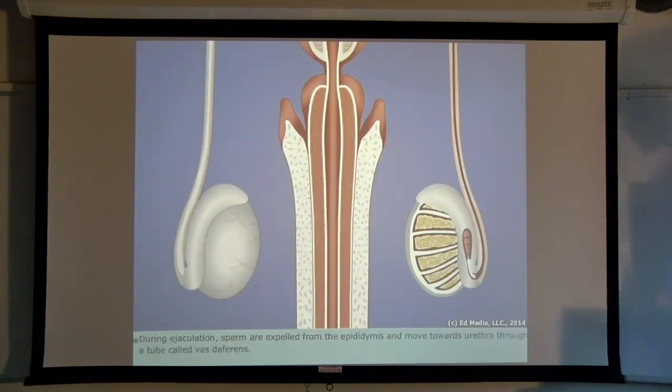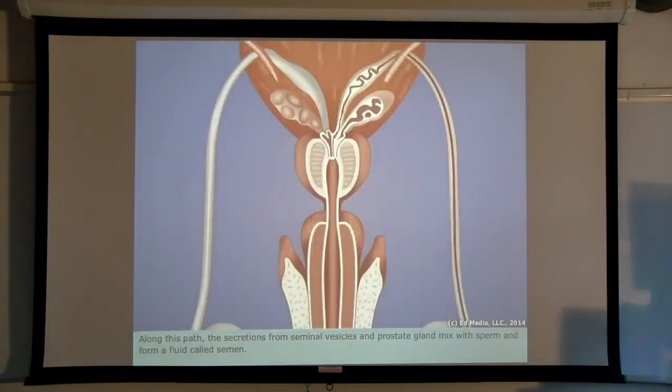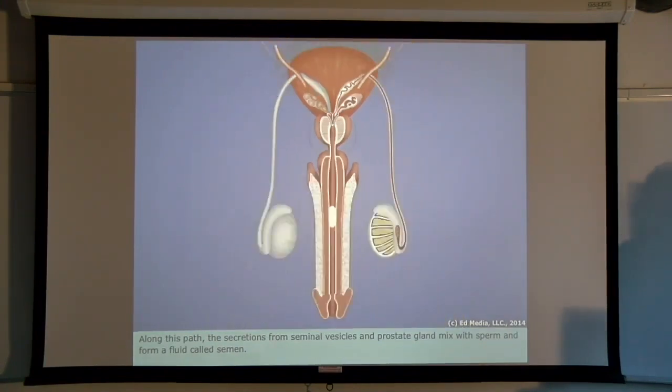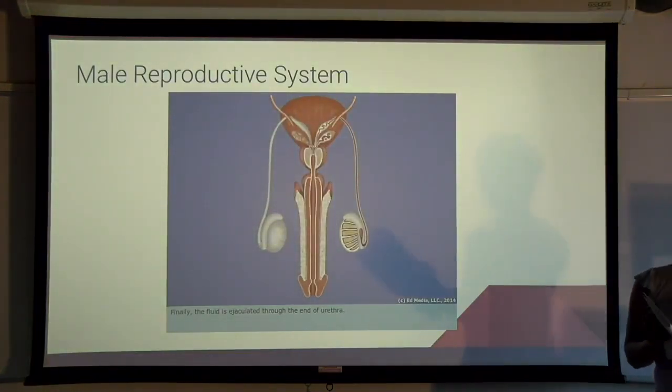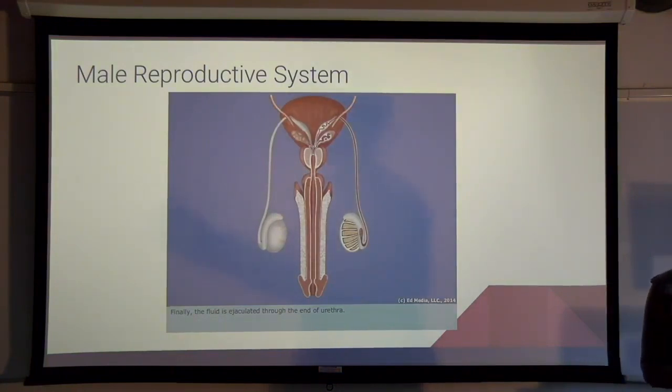During ejaculation, sperm are expelled from the epididymis and moved towards the urethra through a tube called the vas deferens. Along this path, the secretions from the seminal vesicles and prostate gland mix with sperm and form a fluid called semen. Finally, the fluid is ejaculated through the end of the urethra. Now you have the parts to label on the diagram. These are popular pictures to see. Let's take a look at it.